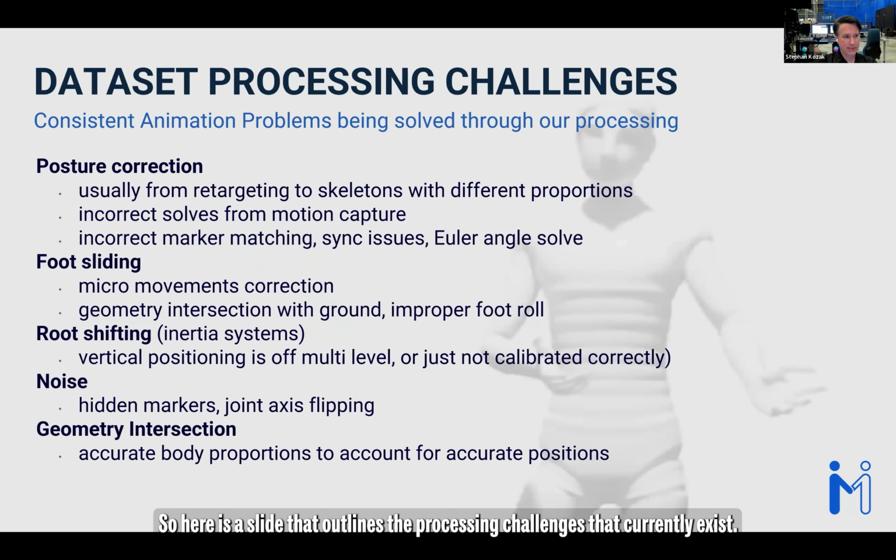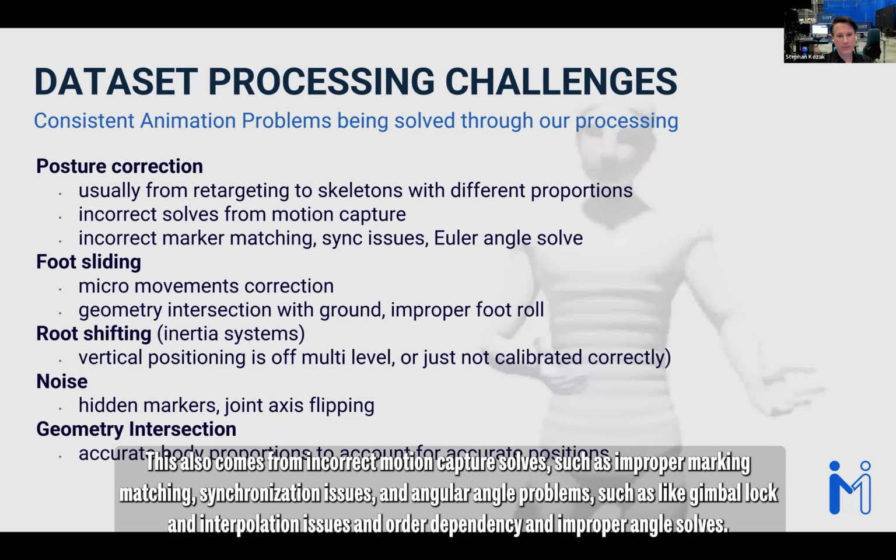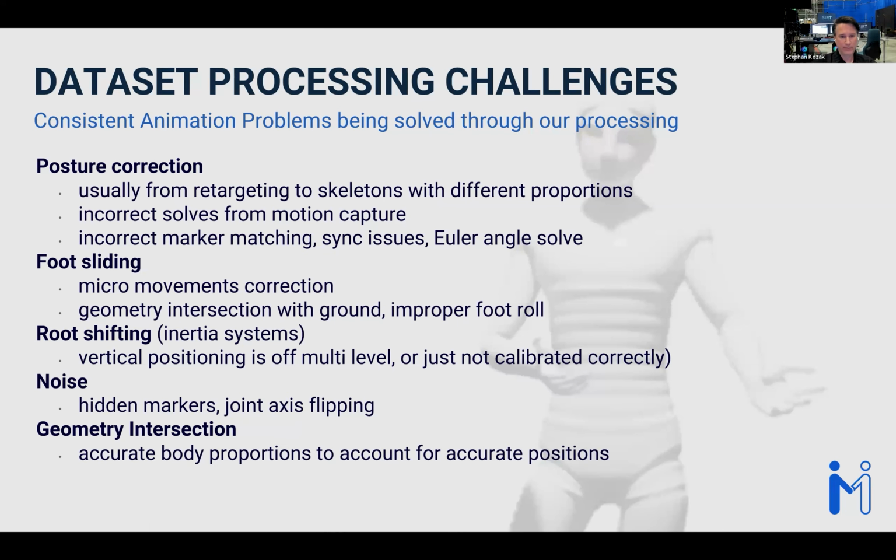So here is a slide that outlines the processing challenges that currently exist. One major issue is posture correction, which often arises from retargeting characters with skeletons that have different proportions. This also comes from incorrect motion capture solves, such as improper marker matching, synchronization issues, and Euler angle problems, such as gimbal lock and interpolation issues, order dependency and improper angle solves.